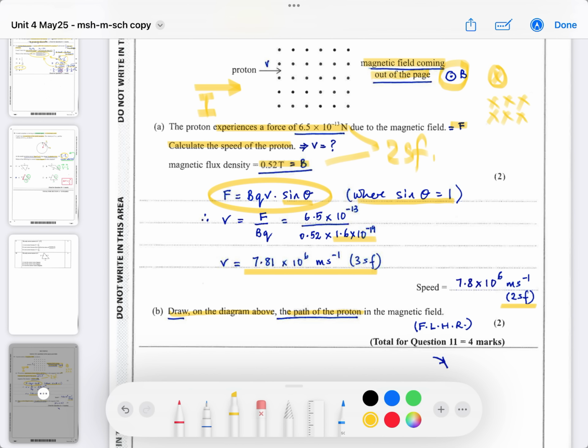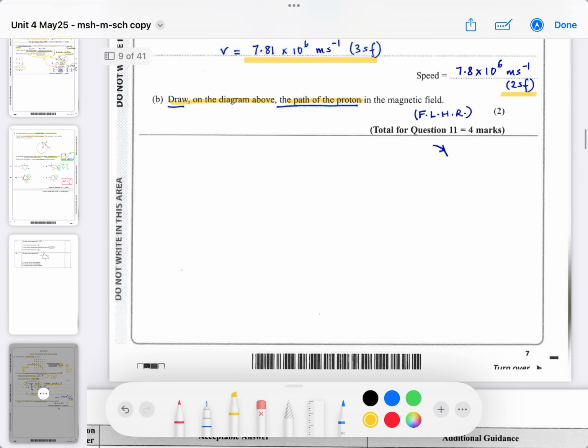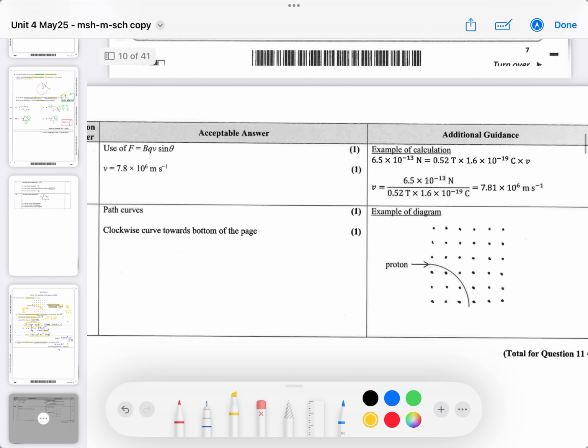So it's going to create a centripetal force, which will cause it to turn in this direction. Okay? And that's the 2 marks that you get, and we'll have a look at the mark scheme in a minute to see what they're giving for the 2 marks. So there's the mark scheme. As long as you've curved the path, you get 1 mark, and if it's in the right direction, in other words, the clockwise path, you'll get the 2nd mark.